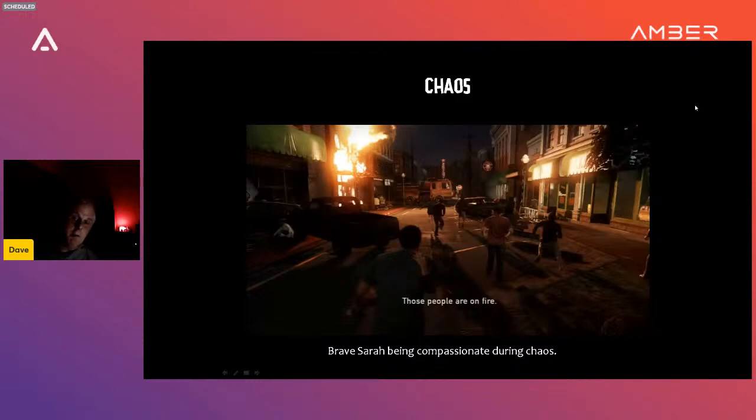Just got to remind, because we're about to kill Sarah, yeah. So we've just got to remind the player of her compassion, and we're going to do this for the last few moments. Brave Sarah. Those people are on fire.